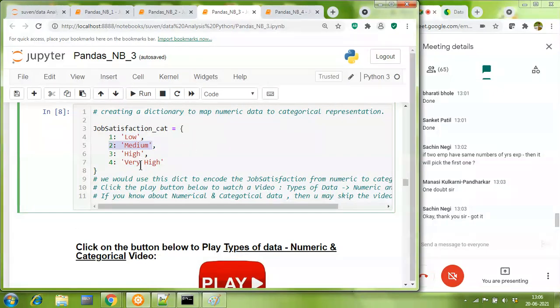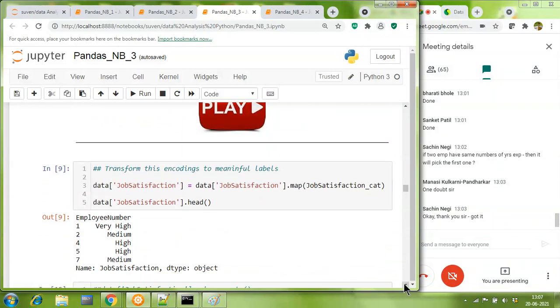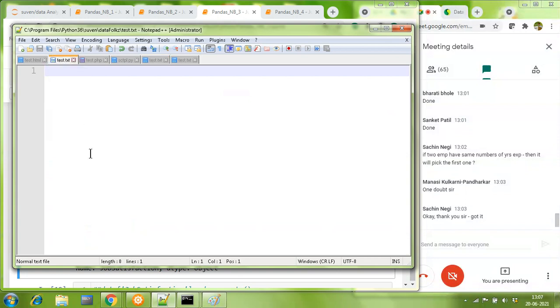Now, simply making a dictionary is of no use, isn't it? This dictionary has to be applied in some way over the job satisfaction column. Here map comes into the picture. From our data frame, we are picking up only one column called job satisfaction. Remember, when you pick up one column from a data frame, it is always picked up as a series. This is a rule.